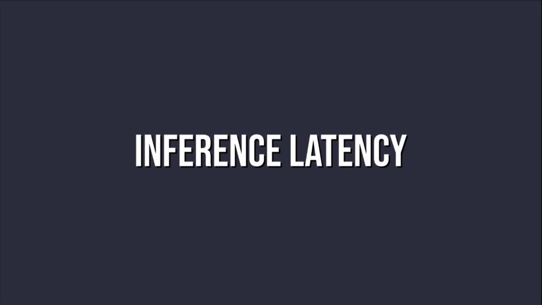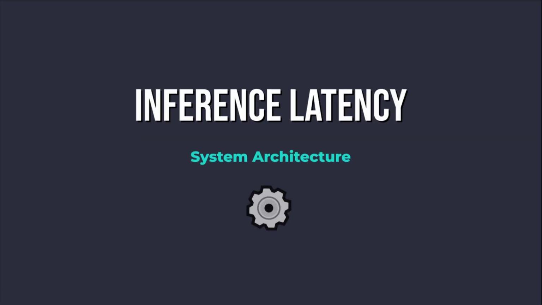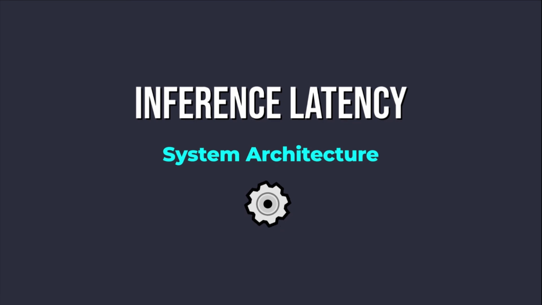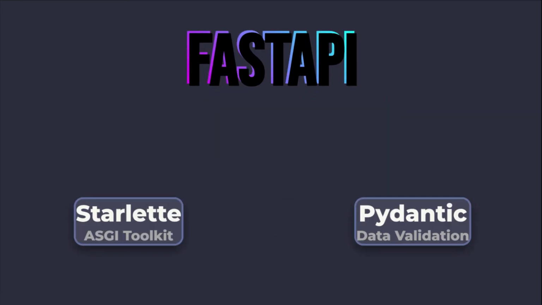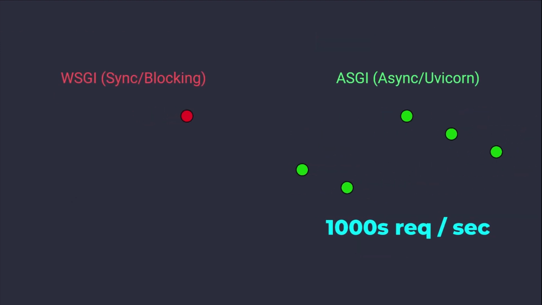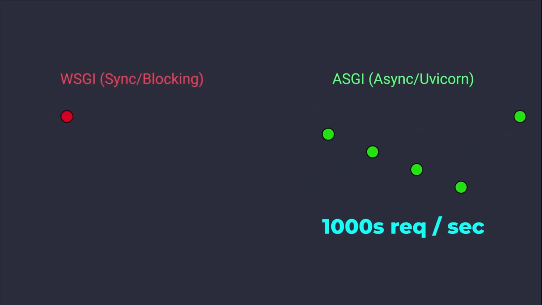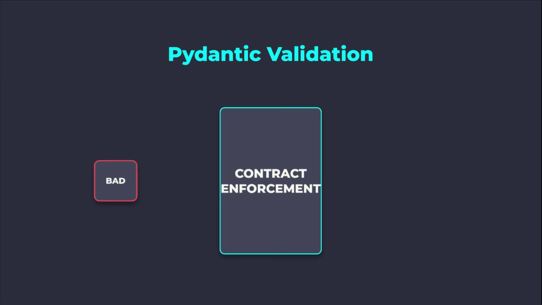Inference latency dictates system architecture. Serving Scikit-learn models requires robust, asynchronous handling of concurrent requests. FastAPI delivers this using Starlette and Pydantic. We bypass traditional WSGI bottlenecks by leveraging ASGI, specifically Uvicorn, which handles thousands of requests per second efficiently.